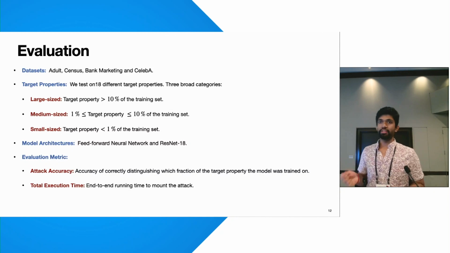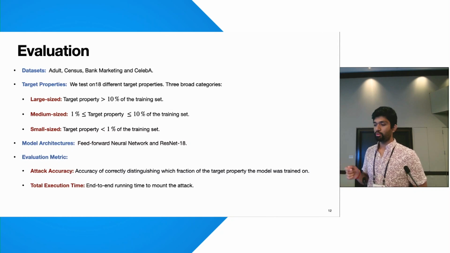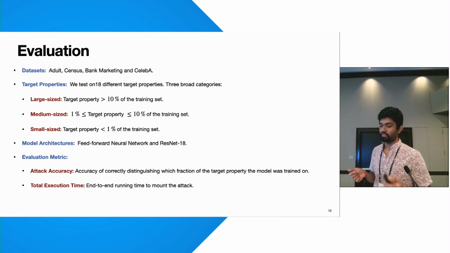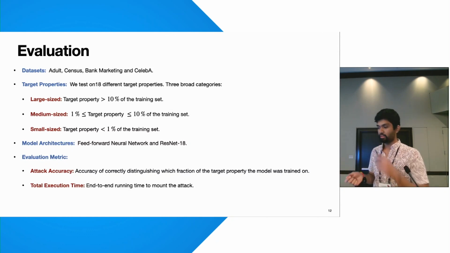So let's look at the evaluation phase of our work. We try our attack on 4 different data sets over 18 different target properties, which are categorized into 3 broad categories. The first is large size, then medium size and small size. We try over different versions of feed-forward neural networks and a convolutional neural network, ResNet 18. We check what the attack accuracy is, that is, is the adversary able to correctly distinguish the fraction of the target property? And finally, the execution time, that is the end-to-end running time to mount the attack.